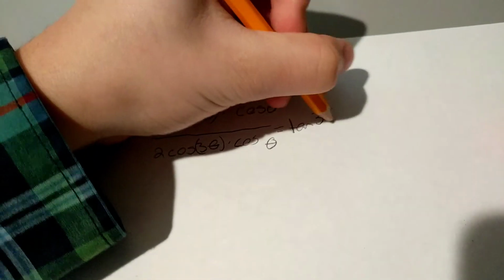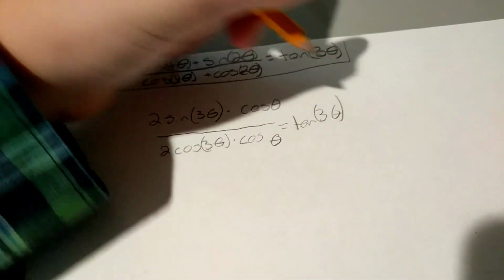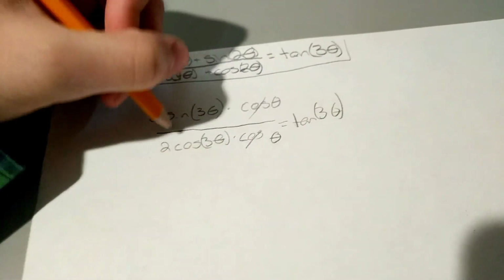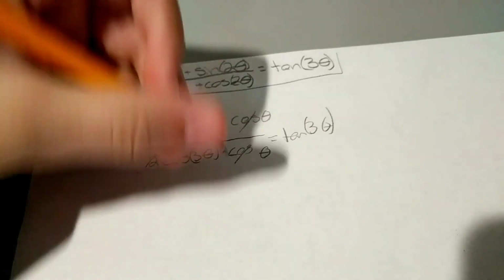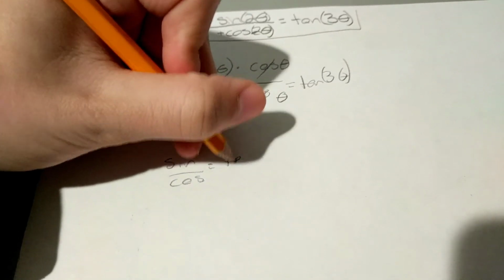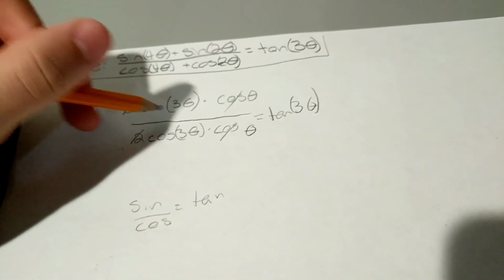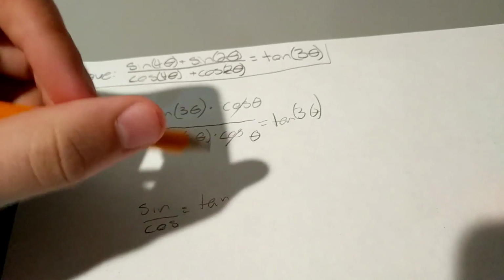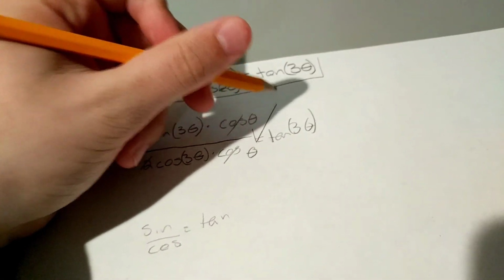And I'm sure that by now you could probably already see how it's solved. You cancel out these and the 2's. And now, since sine over cosine is equal to tan, sine of 3 theta over cosine of 3 theta is equal to tan of 3 theta.